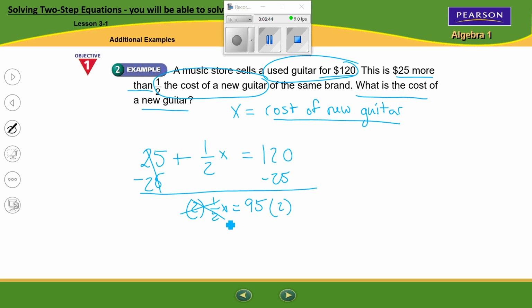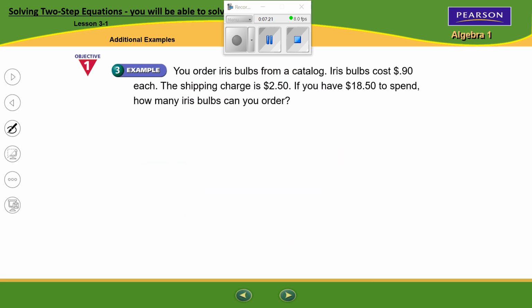2 times 1/2 is 1, so that's 1x. X equals, what's that thing, 190? 190 dollars, which hopefully should be the cost of the new guitar. Quick check, 25 plus 1/2 of 190, what's that equal? Hopefully it equals 120. 25 plus, what's that, 95? Does that equal 120? It does. Isn't that beautiful when it works out?